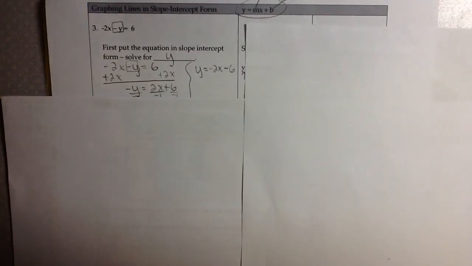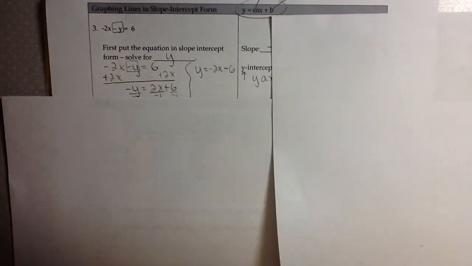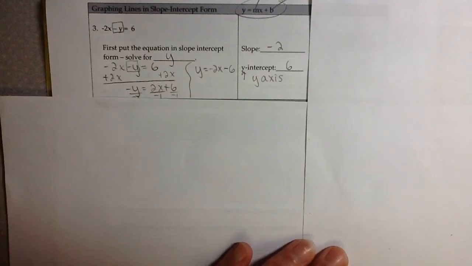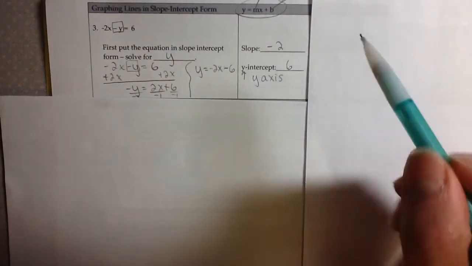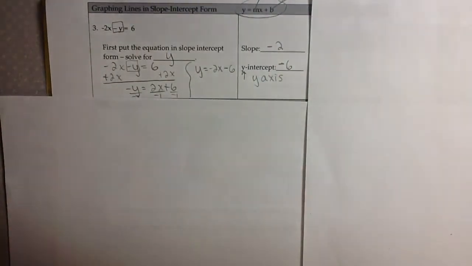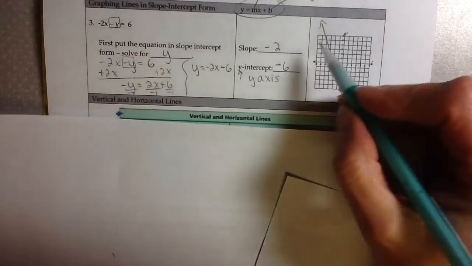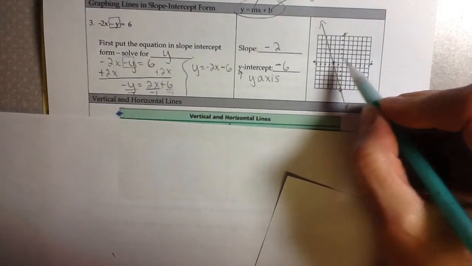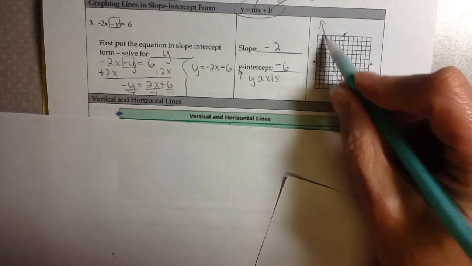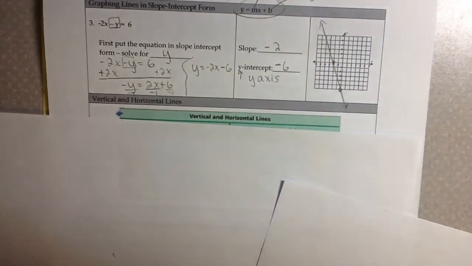So now I have my slope. My slope is negative 2. My y-intercept is negative 6. So graphing negative 2 on the x-axis and negative 6 on the y-axis, I can just connect those 2 points.